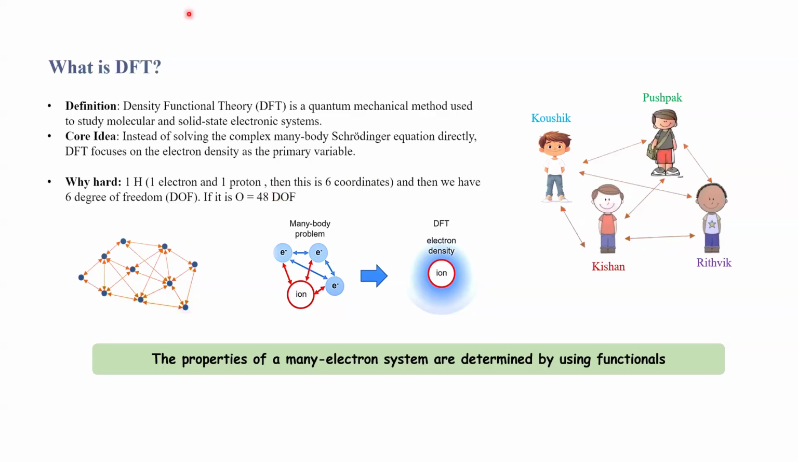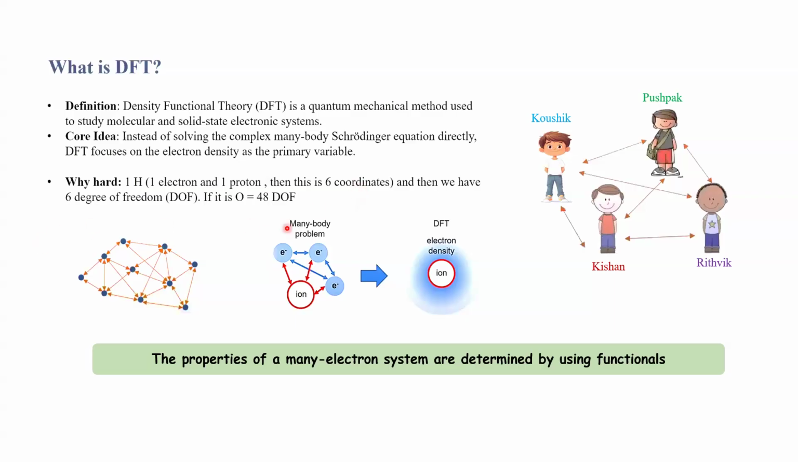Why is it hard? Let's consider hydrogen. How many electrons are there? 1 electron, right? Hydrogen contains 1 electron and 1 proton. Therefore, the degrees of freedom for hydrogen is equal to 6. Why? The electron has 3 coordinates x, y, z, and the proton has 3 coordinates x, y, z. Then it is quite easy, you can calculate easily for hydrogen.